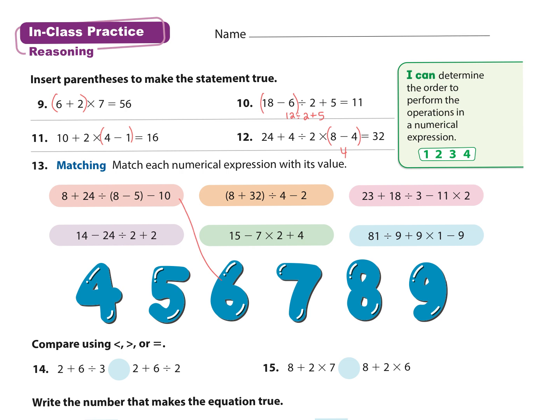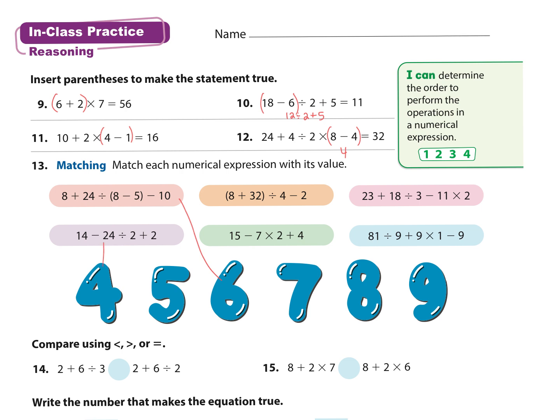Okay, so what they did is they did the parentheses 8 minus 5, which is 3. Then they divided 24 divided by 3 to get 8. Then they added 8 plus 8 to get 16, minus 10 is 6. Blue table, what is purple? 4. Okay, 4. So they had to do 24 divided by 2 first to get 12, and then work left to right. 14 minus 12 is 2 plus 2, which is 4.